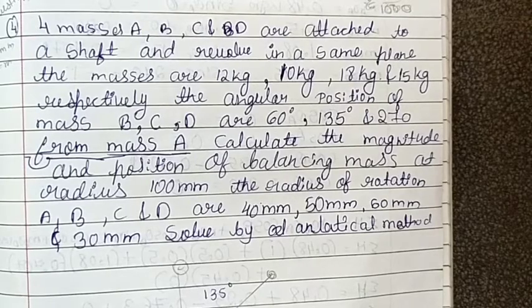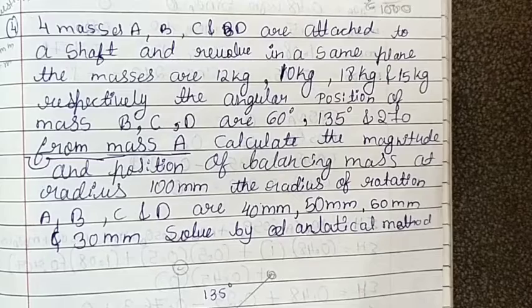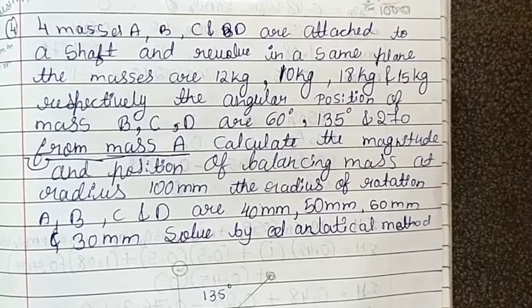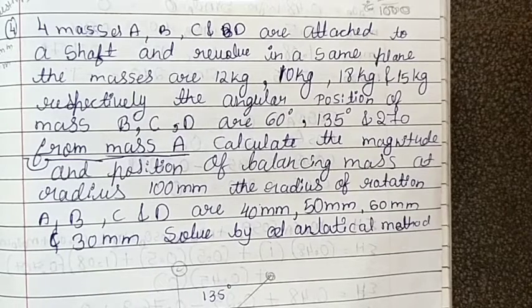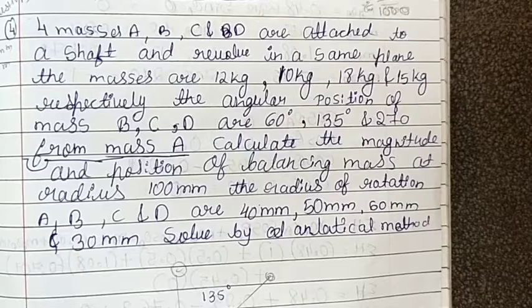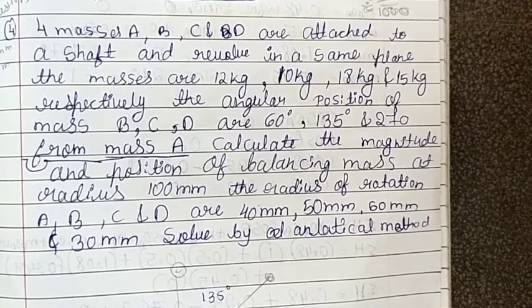If the radius of the balancing mass is given as 100 millimeter, and the radii of rotation of MA, MB, MC and MD are 40 mm, 50 mm, 60 mm and 30 mm. So the radii are given in mm. You need to convert those into meters. How to convert millimeter to meter? Just divide by 1000. Okay, solve by the analytical method.